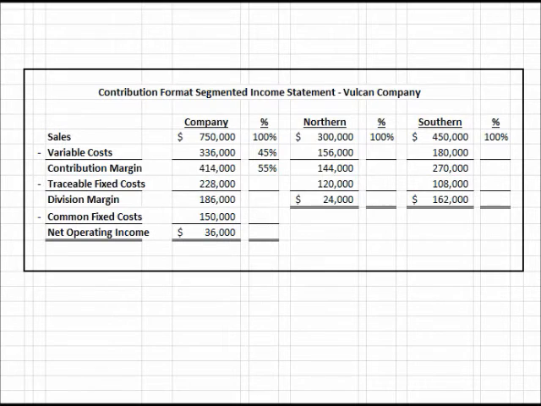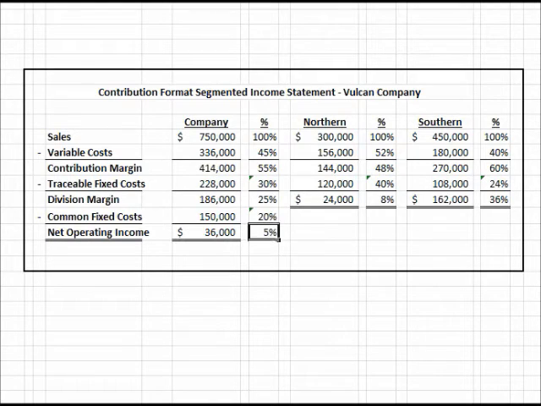We can then do that for the different divisions as well. For example, the 156 divided by 300 is 52%. 180 divided by 450,000 is 40%, giving us 48% and 60% respective contribution margins from each individual division. And then as a percentage of sales, we can go ahead and take our traceable fixed cost, giving us percentages of the division margin of 36 and 8% for the Southern and the Northern.